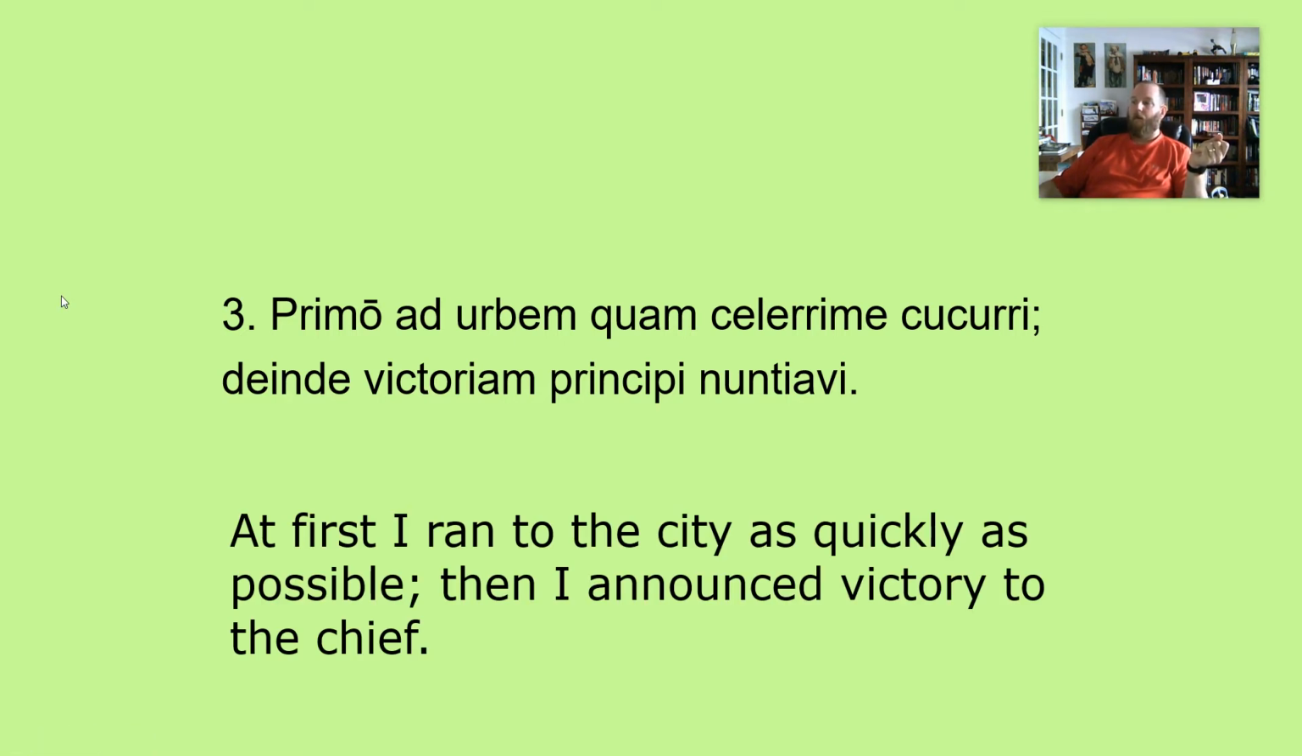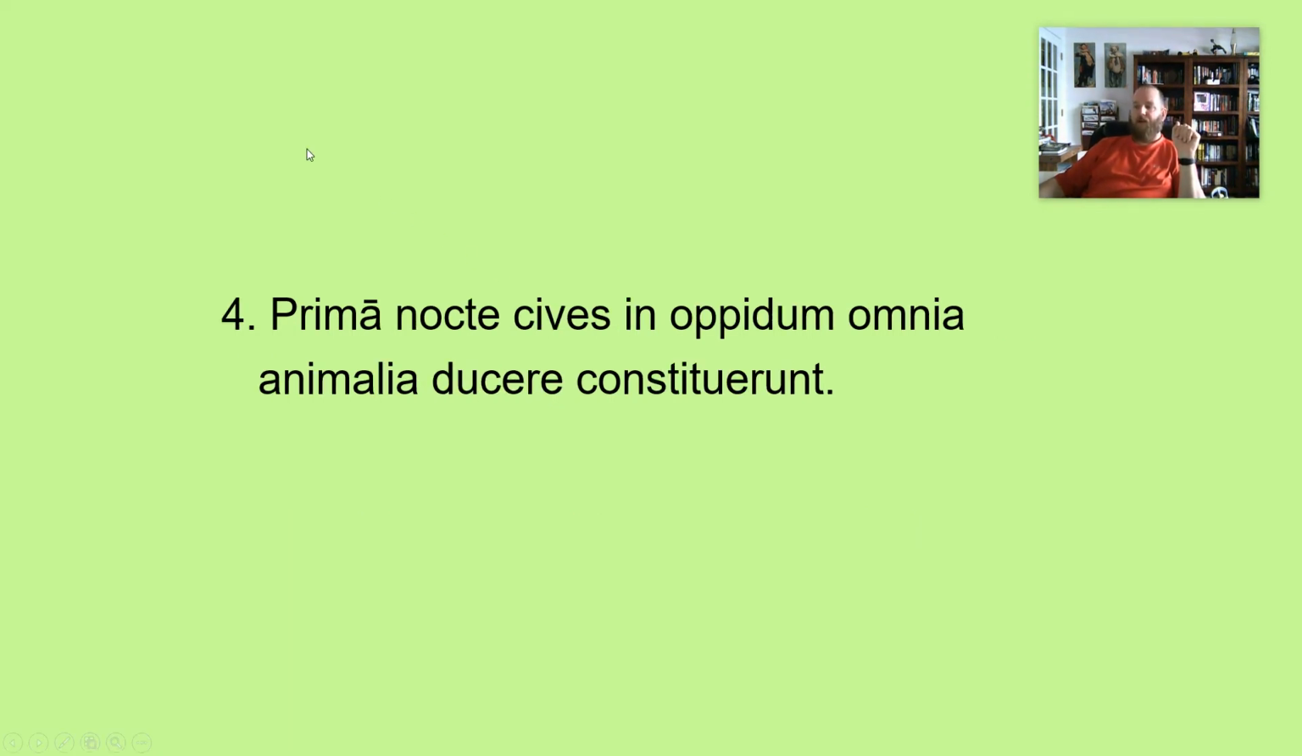Yes. All right, so we got our primo, we have quam celerrime, that's one of our things from this chapter. Concurri is from curro, it's perfect tense here, that's why we said I ran. Victoriam is the direct object, it's accusative. Principi is the indirect object, that's why it's dative, it's the indirect object of the sentence. All right, very good. How'd you guys get number 4?